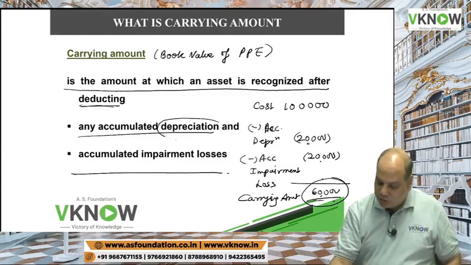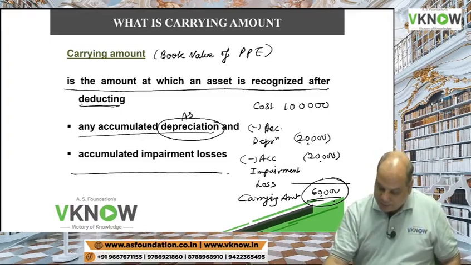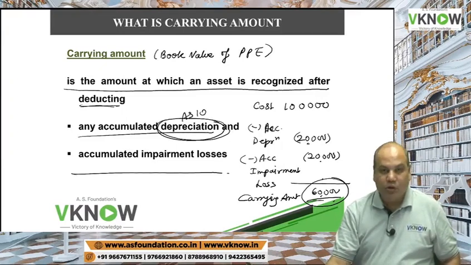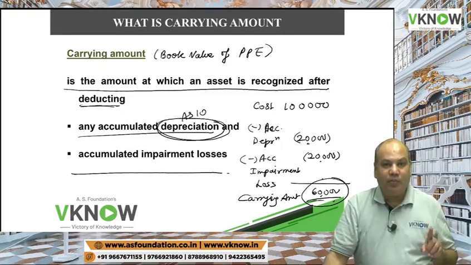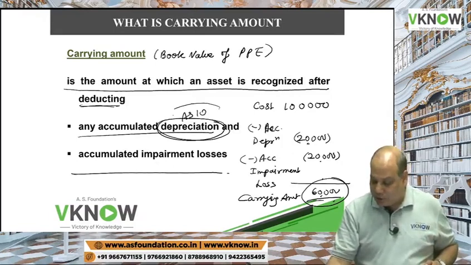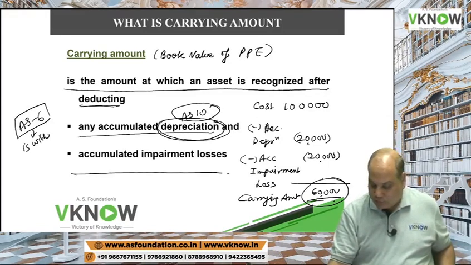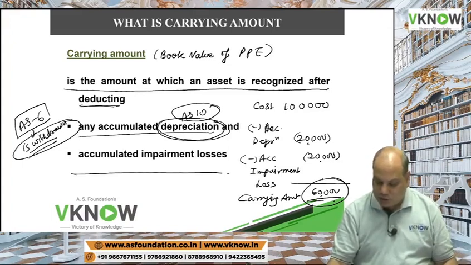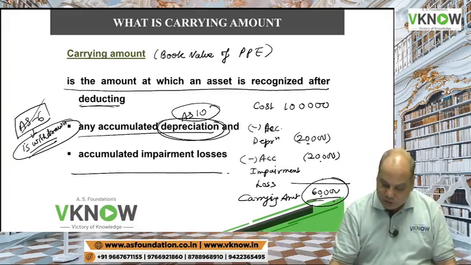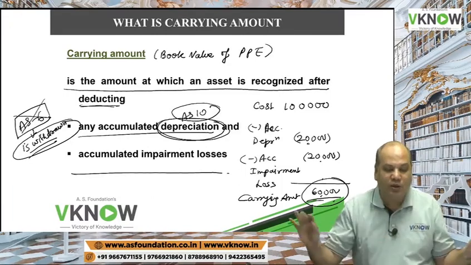This AS-10 covers accounting of depreciation also. After the amendment in AS-10, depreciation is covered by AS-10. AS-6 is withdrawn from our accounting standard. So now AS-6 is no longer applicable to you.